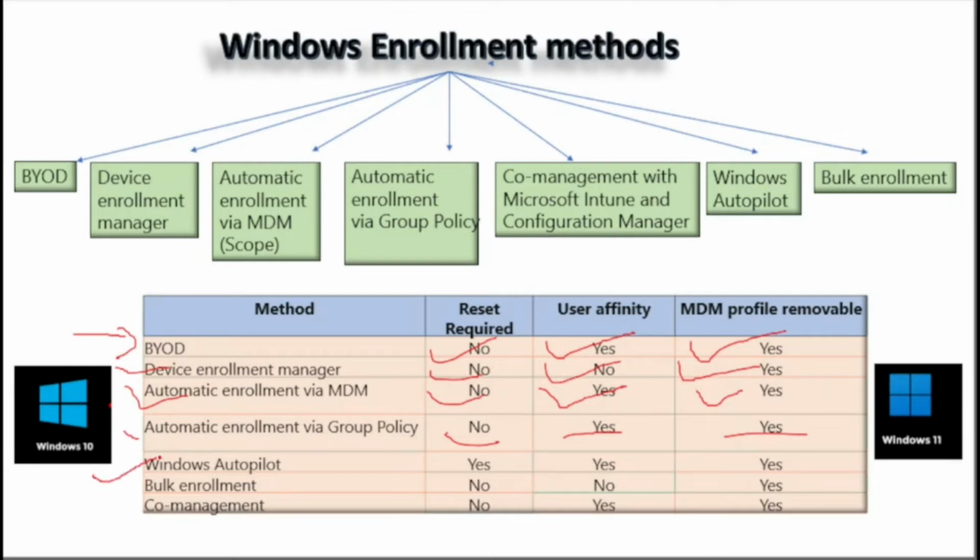In case of Windows Autopilot, reset is required. User needs to reset the device and only during out-of-box experience they can perform the Autopilot. So the person who is going to perform the Autopilot is the primary user of that device and they can remove the MDM profile by unenrolling the device at any point of time.